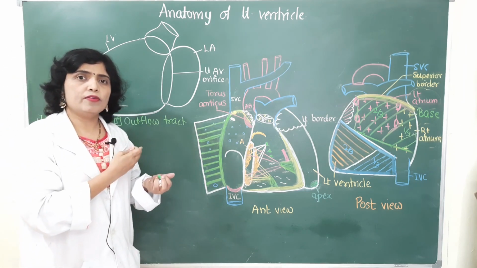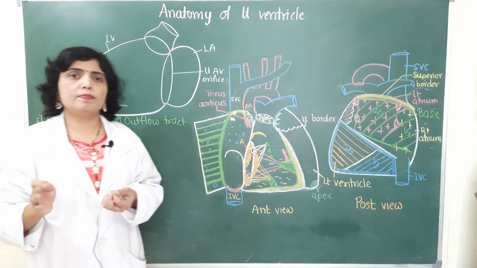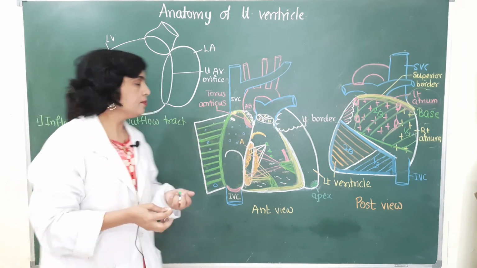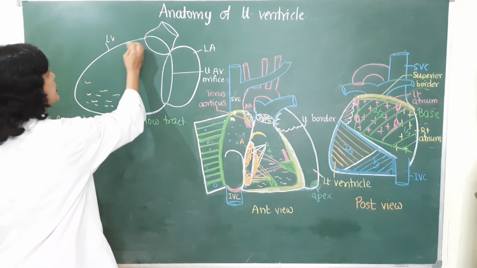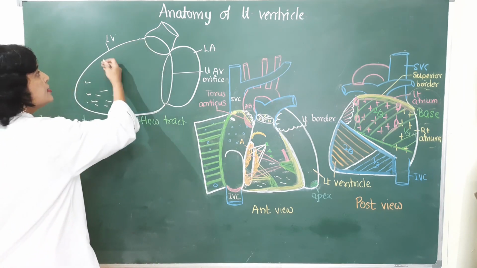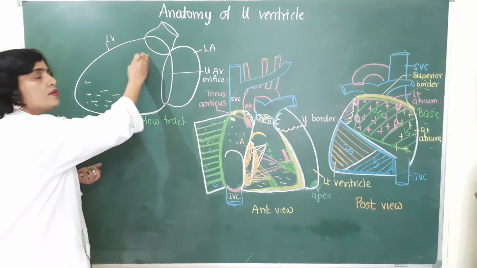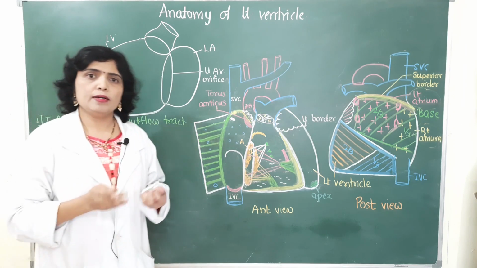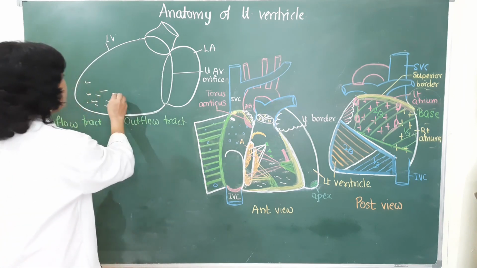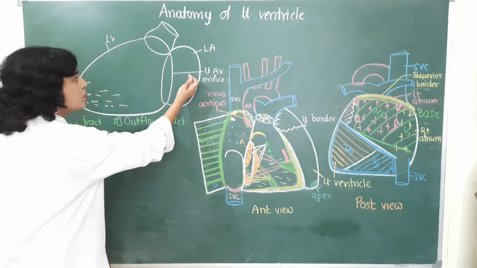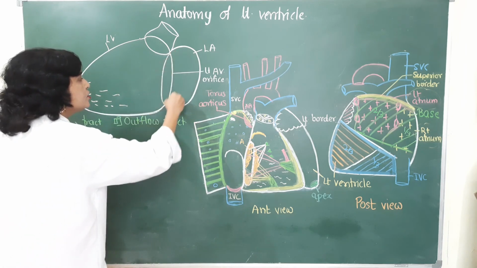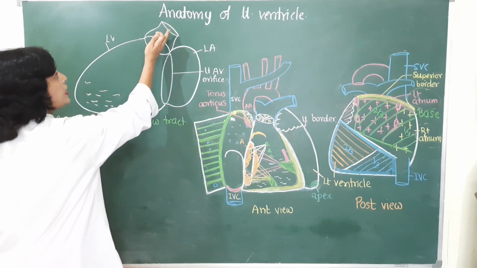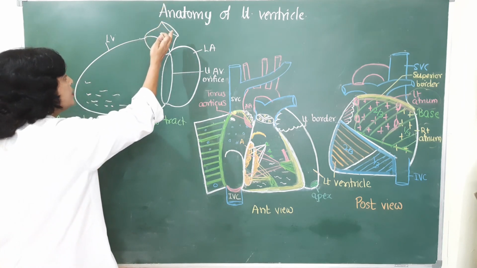It is derived from the left half of the primitive ventricular chamber of the heart tube, so it is also called the ventricle proper. While the outflow part is situated in the upper part, it is smooth, also called the aortic vestibule, and it is derived from the left part of the bulbus cordis. This inflow tract receives the blood from the left atrium through the left atrioventricular orifice and then ejects the blood through the outflow tract into the ascending aorta.